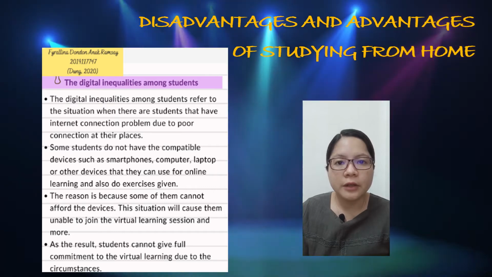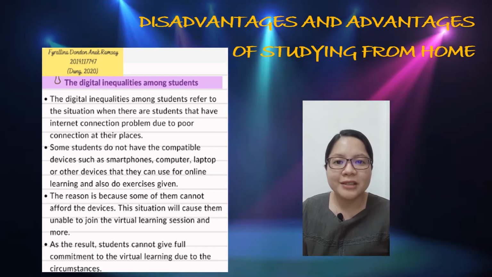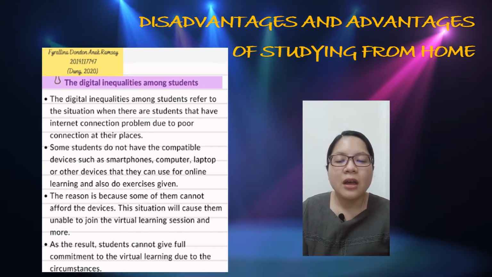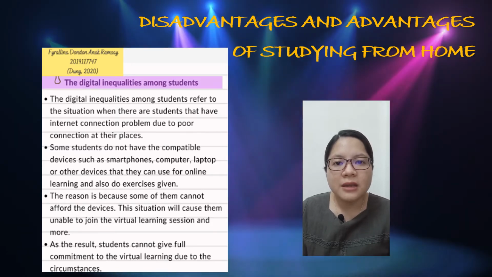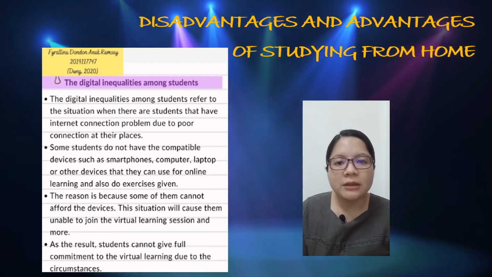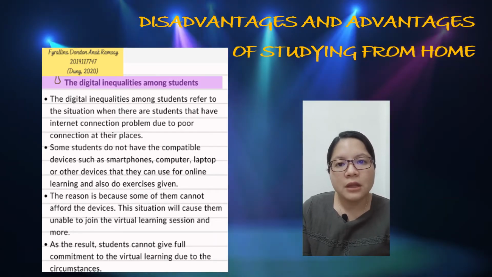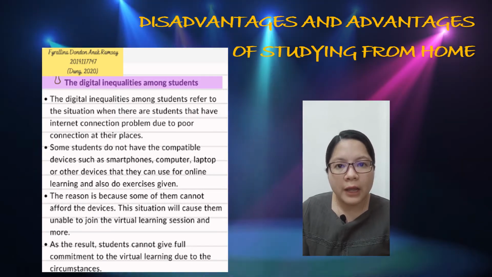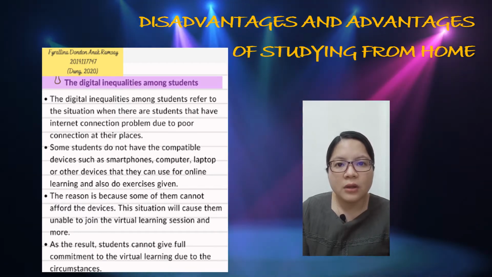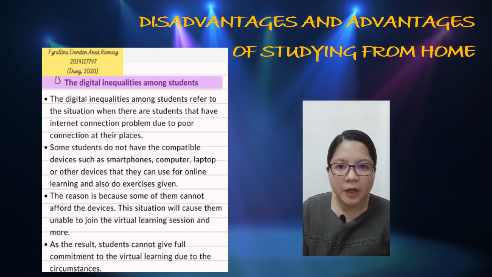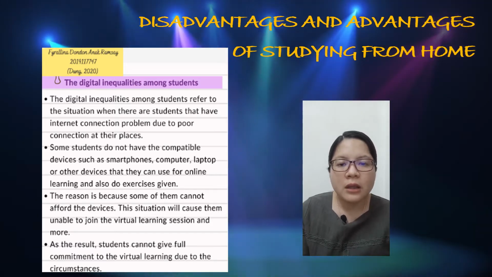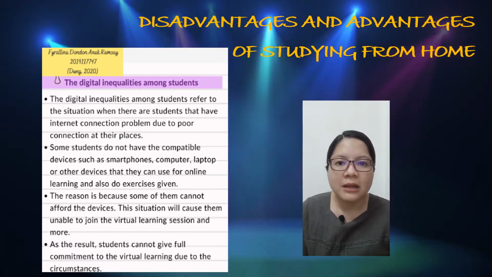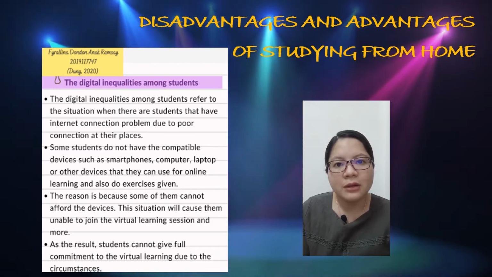According to an article by Tuan T. Hueteng 2020, one of the issues with studying from home through online learning or virtual learning is the digital inequalities among students. Some students cannot afford to have devices to access the online learning. On the other hand, internet connections also create problems for them, as if there is low internet connection at their place, then they cannot access the online learning.